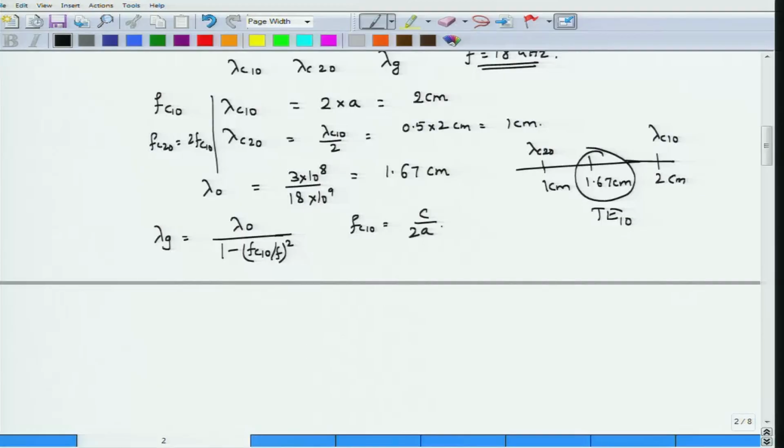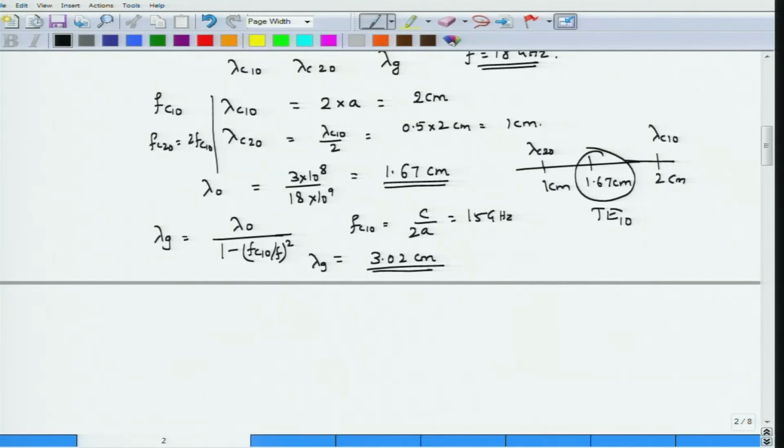This is c by 2a, which is nothing but 15 gigahertz in this case. So, you can obtain what is lambda g by substituting into these expressions, and you would get this as 3.02 centimeter. So, you see here the free space wavelength is 1.67 centimeter, the guide wavelength is 3.02 centimeter.